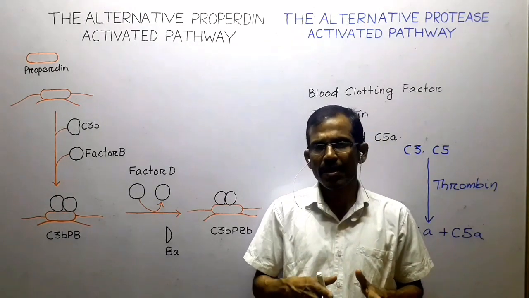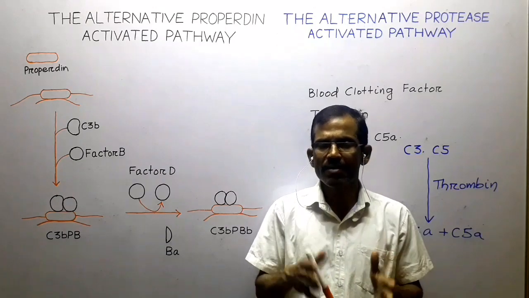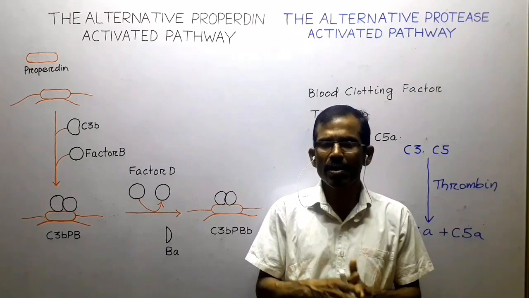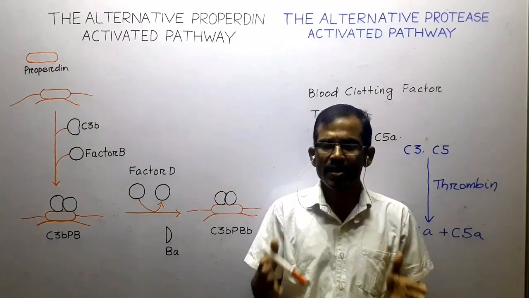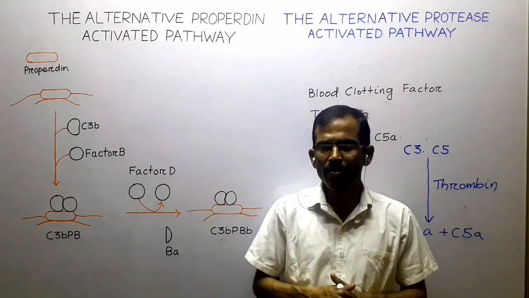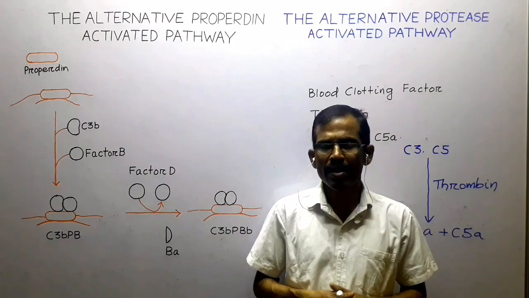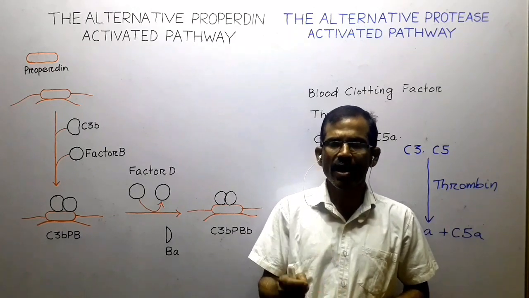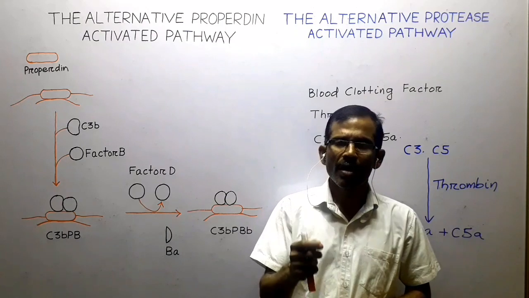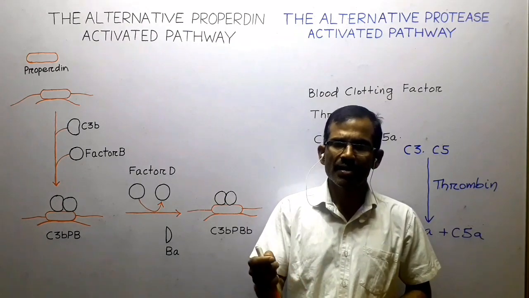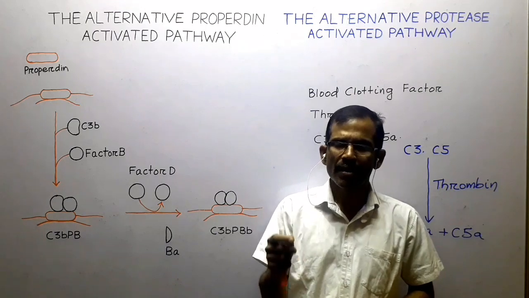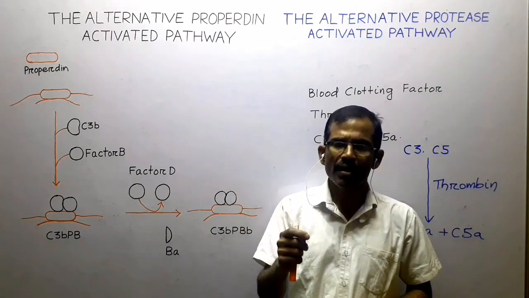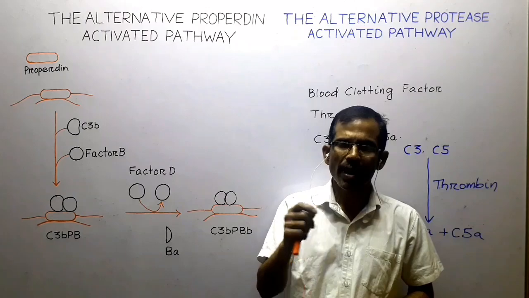But evidences indicate that activation of the blood coagulation cascade could cause the cleavage of a significant amount of complement components such as C3 and C5 into anaphylotoxins such as C3a and C5a respectively. This is about the alternative protease activated pathway.